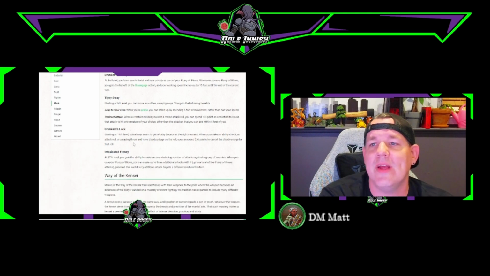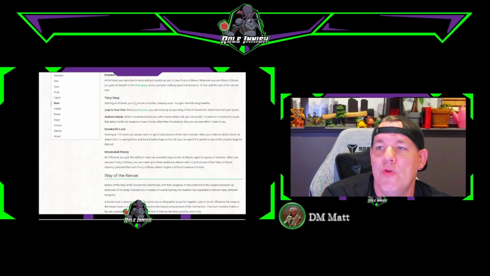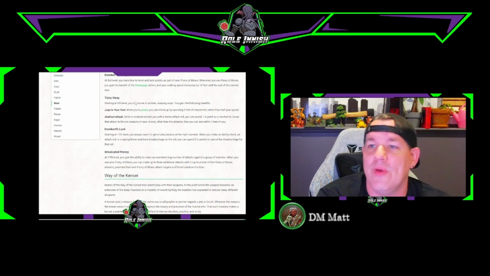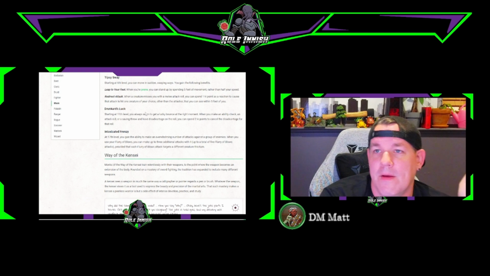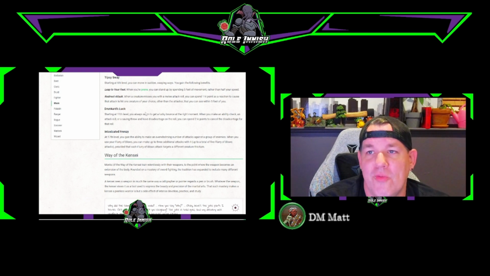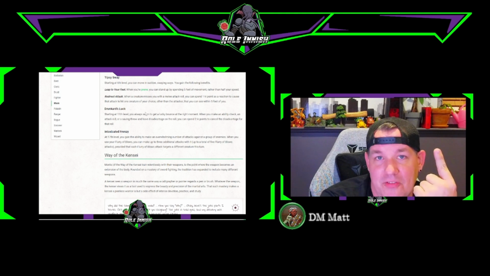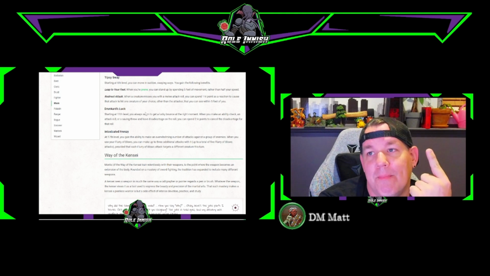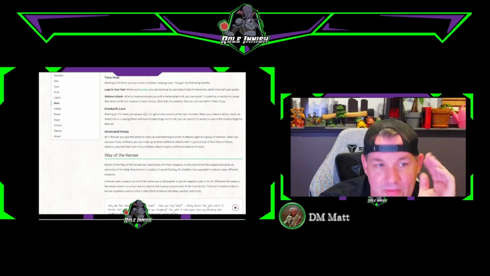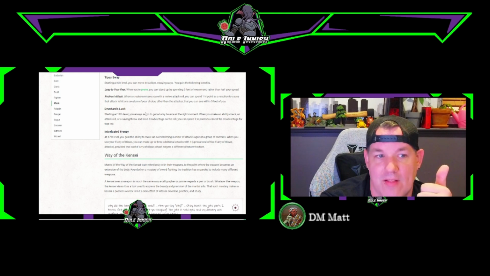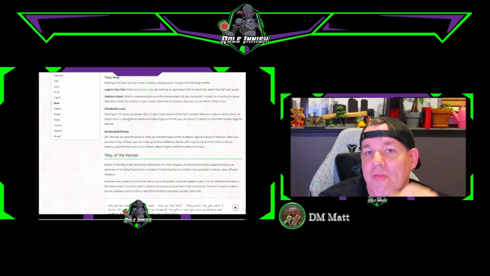At 6th level, you get Tipsy Sway. You can move in sudden swaying ways. You gain the following benefits. Okay, as part of your Tipsy Sway, you have 2 different special features. Leap to your feet. Whenever you're knocked prone, you stand up using only 5 feet of movement, not half your movement. So if you're prone, it's 5 feet to stand, not half. That's fantastic.